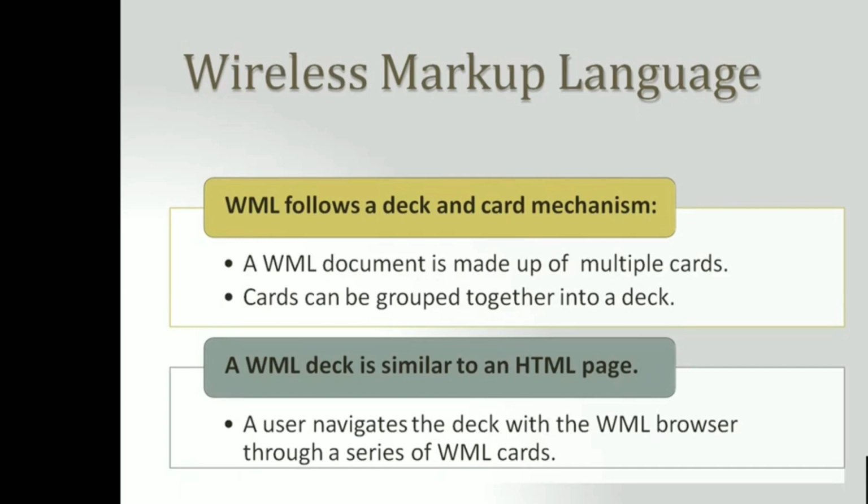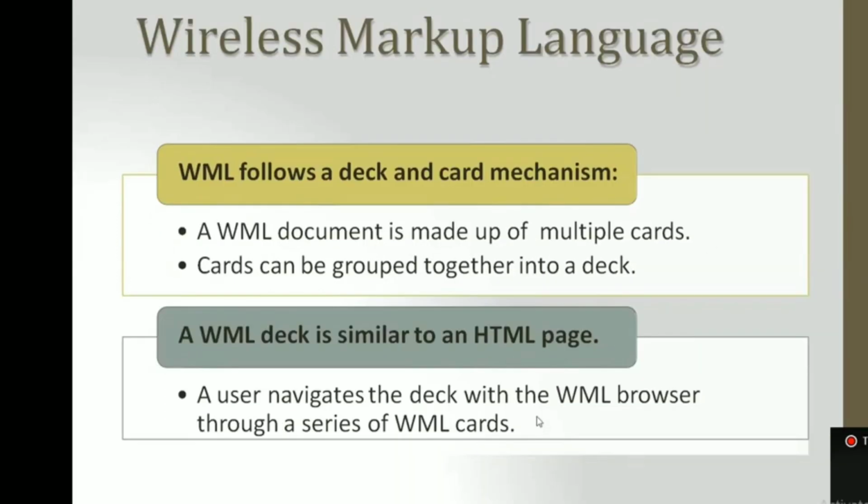A WML document is made up of multiple cards. Cards can be grouped together into a deck. In HTML we do not have any idea about the card, but our WML language must support the data in the form of cards. So the next component is deck. A WML deck is similar to the HTML page. Like World Wide Web we use the HTML language, similarly in our WAP devices, we must use the Wireless Markup Language. It also supports the navigation process.